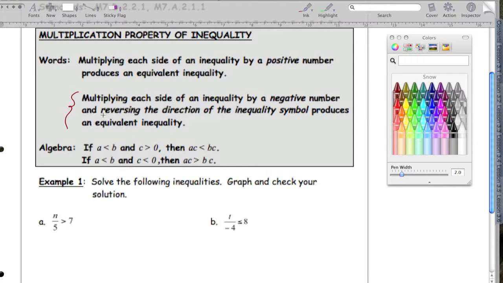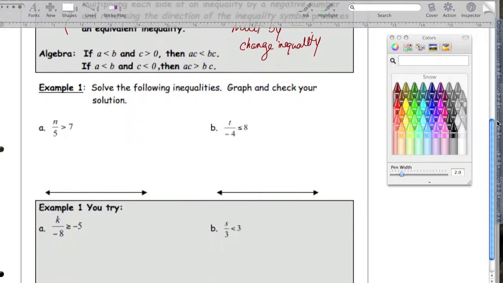Multiplying each side of an inequality by a negative number and reversing the direction of the inequality symbol produces an equivalent inequality. Now, that's a lot of words. All that means is when you multiply by a negative number, you're going to flip the sign. So when you multiply by a negative, you're going to change the sign from whatever it was. Like in this case, it's a greater than. If we multiply by a negative, we make it a less than. So I'll write change inequality. That's the only difference. So let's take a look at a practice problem or two.